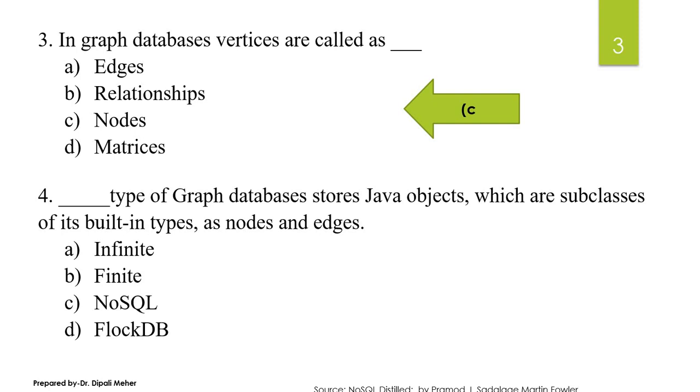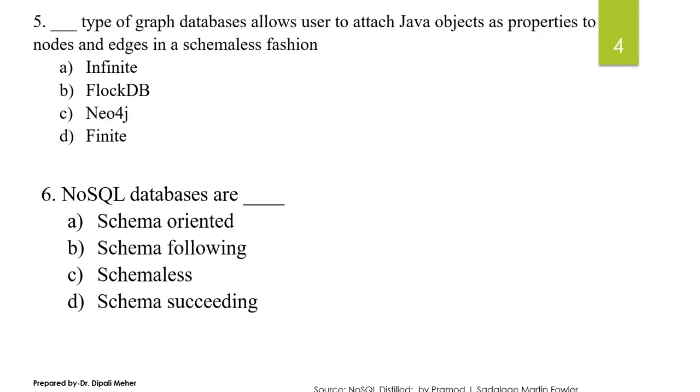Next question is, dash type of graph databases stores Java objects which are subclasses of its built-in types as nodes and edges. Options are infinite, finite, NoSQL, FlockDB. Correct option is option A. Infinite. Infinite type of graph databases stores Java objects which are subclasses of its built-in types as nodes and edges.